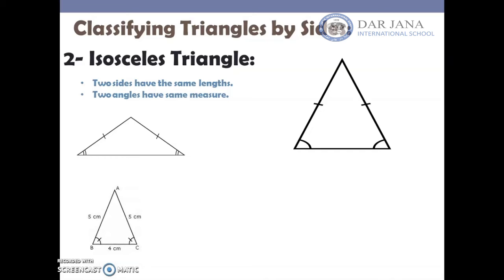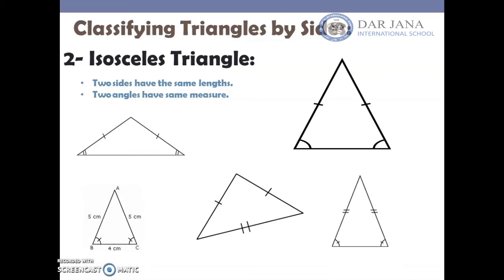If you see the last one, the third one here, AB is congruent to AC because each one of them has a length of 5 centimeters, but they are not congruent to BC because it has a different length. So this is an isosceles triangle. Remember that angle B and angle C are also congruent. These are all examples of isosceles triangles.